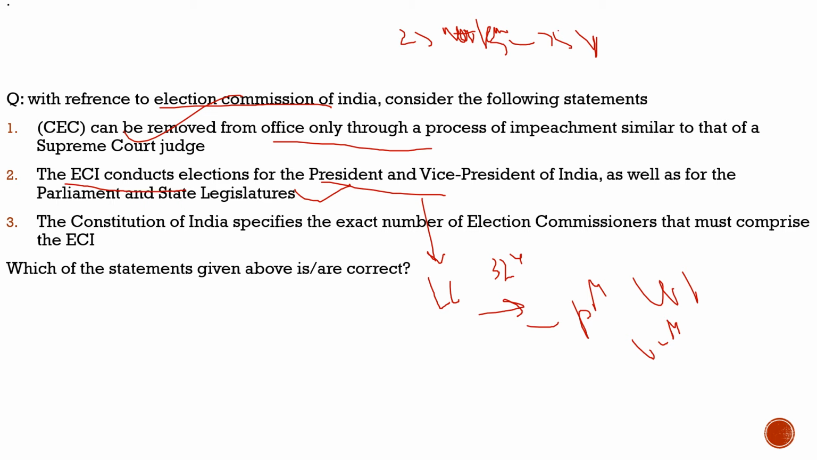Third statement, the Constitution of India specifies the exact number of election commissioners that must comprise the Election Commission of India. No, this is incorrect. The Constitution does not specify how many election commissioners should be in the Election Commission of India. So with respect to this question, the correct statements are statement 1 and statement 2 only. I hope you have got the basic understanding about the Election Commission of India. It is Article 324 which deals with it. Who composes the selecting body, who appoints the election commissioners? It is the President. And with this, let's move to another question and see what we have brought on the next slide.